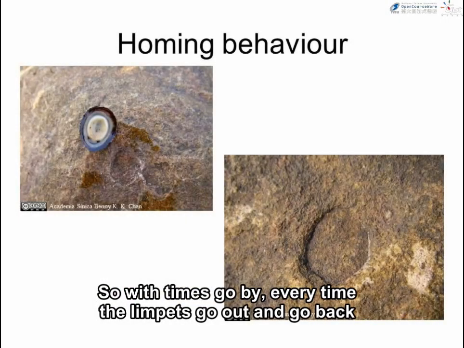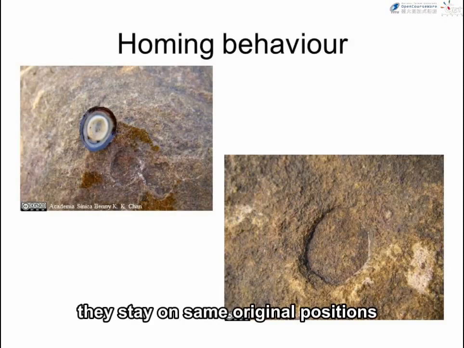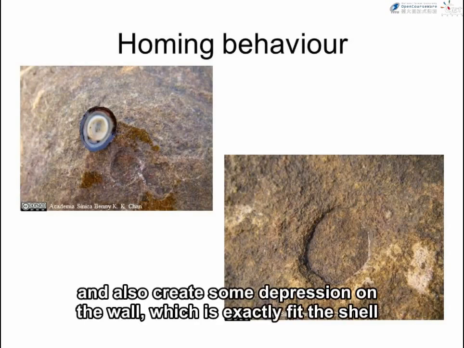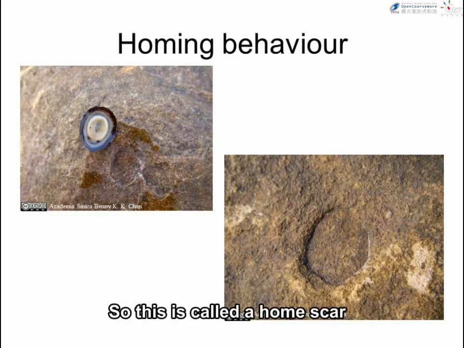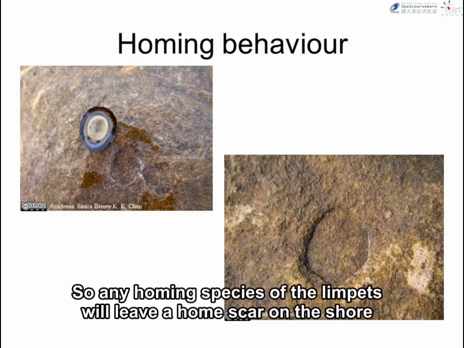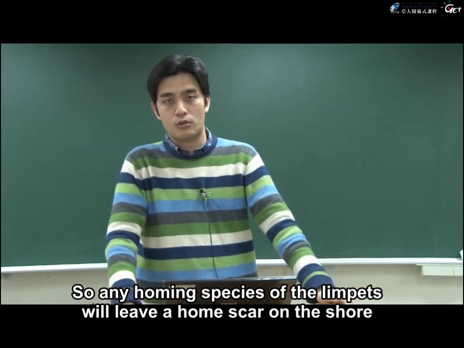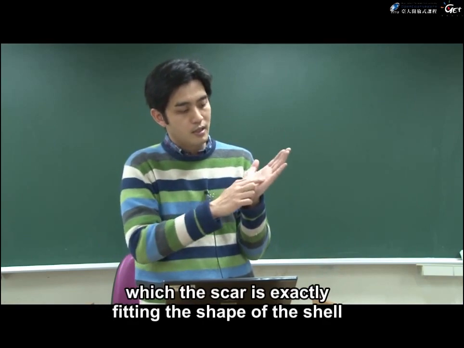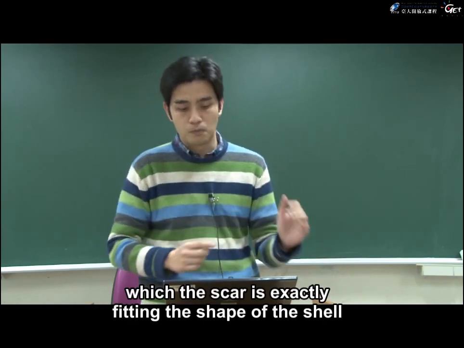As time goes by, every time the limpet goes out and comes back, it stays in the original position, and this will create a mark on the rock and also some depression on the rock, which exactly fits the shell, and this is called a home scar. Any homing species of limpet will leave a home scar on the shore, and the scar exactly fits the shape of the shell.